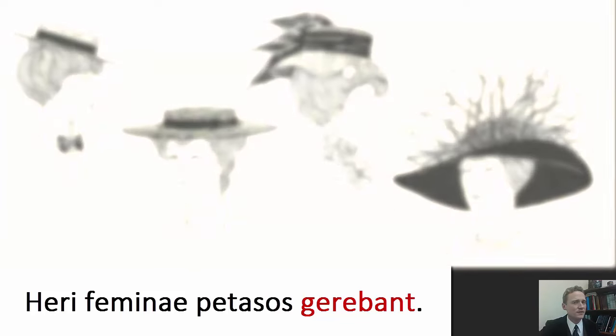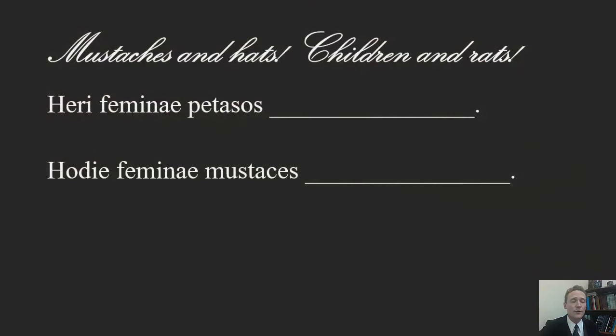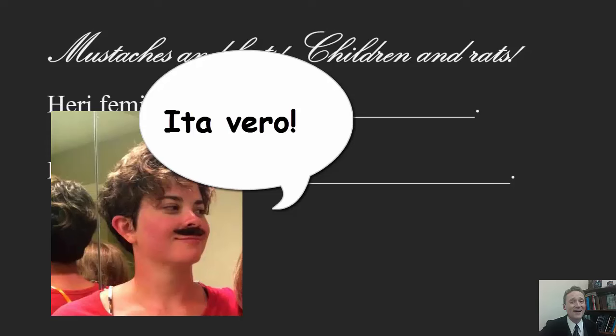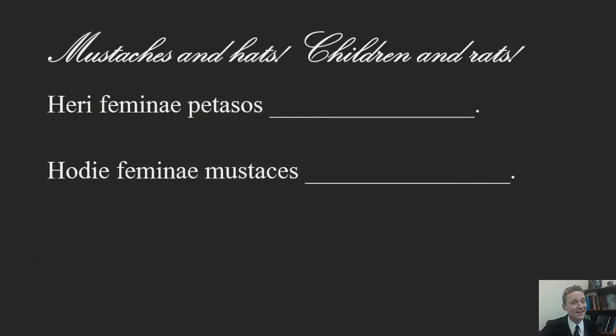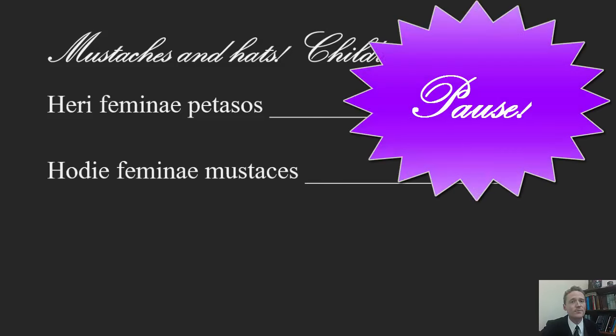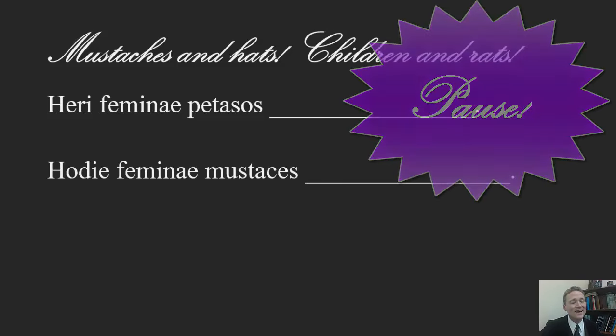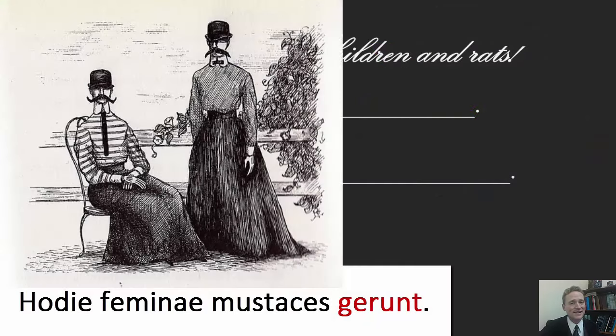Now we're going to switch it out. Today, the women are wearing mustaches. It could happen. So, heri feminae mustaches. Pause the video and write down the correct form. Remember, the action's happening today, so we want the present tense. Resume when you have written it down on your paper. Did you write heri feminae mustaches gerunt? If so, your answer is correct.